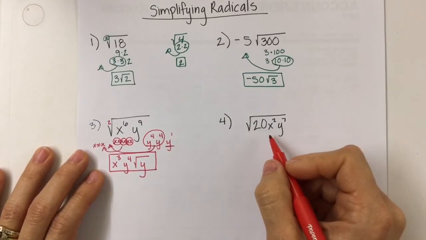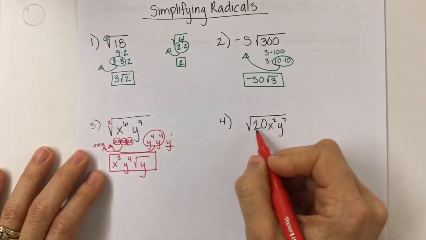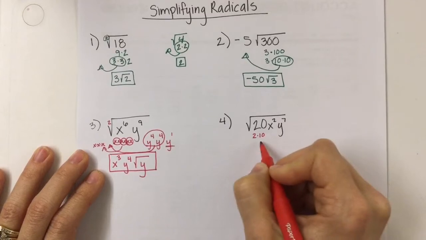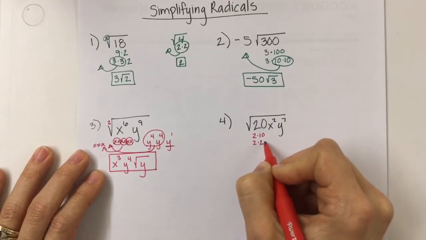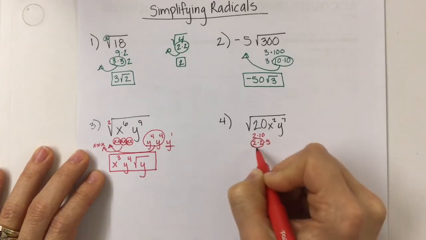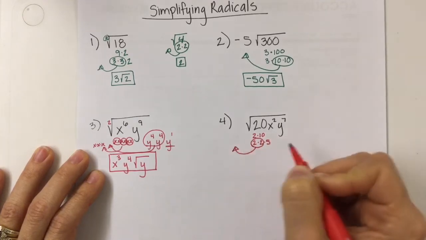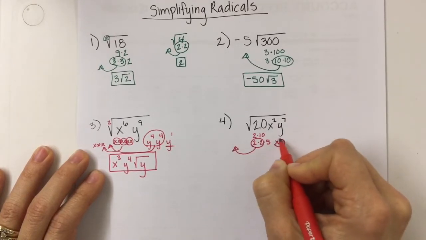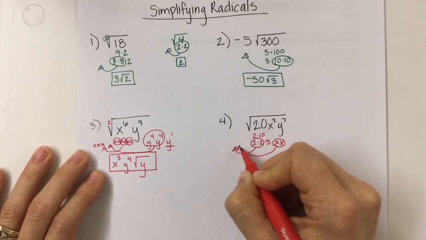We can do the same thing over here. 20 is my coefficient. I'm going to break down 20. 20 is 2 times 10. I can keep breaking down farther. 2 times 2 times 5. 2 times 2 gives me a perfect square. That gets to come out of my radical. X squared, x times x, perfect square, comes out.